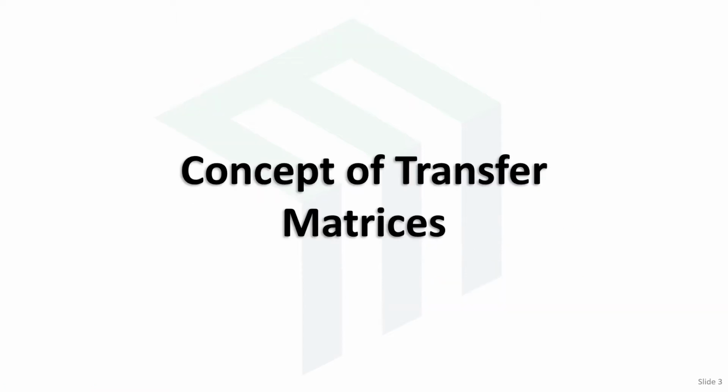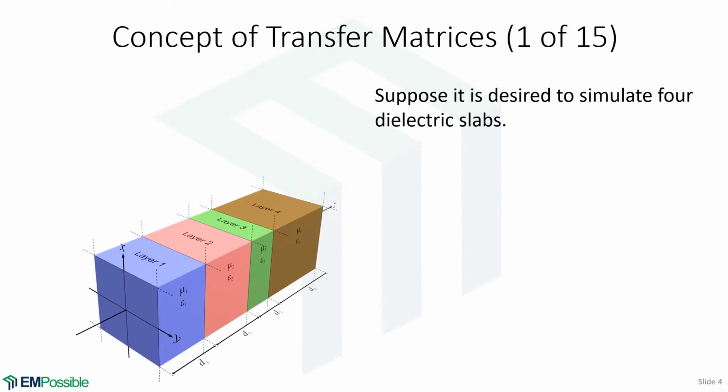Concept of transfer matrices. So here's our ordinary illustration of what the transfer matrix method is simulating. Infinite slabs of different material. They're not infinite in the z direction, they're finite in the z direction. But we would like to somehow model or simulate transmission through this stack of layers. And I'm only showing 4 layers here, but it extends to any number of layers.